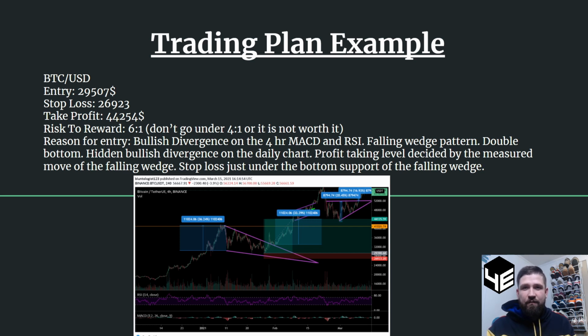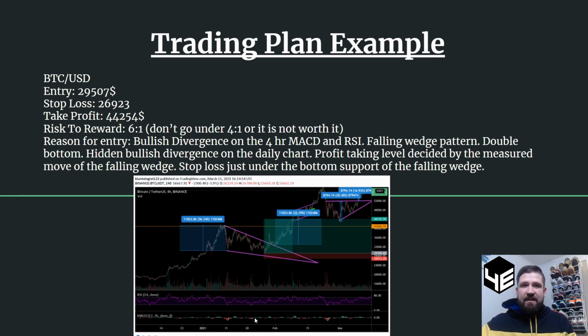Now you never want to go under 4 to 1 because that's just putting way too much pressure on yourself, and it's hard to win that many trades. So just be very mindful of that. Next we have our reason for entry. So we had bullish divergence on the 4 hour MACD and the RSI.